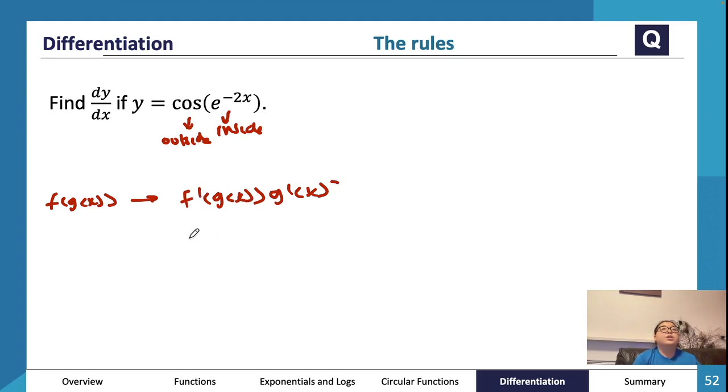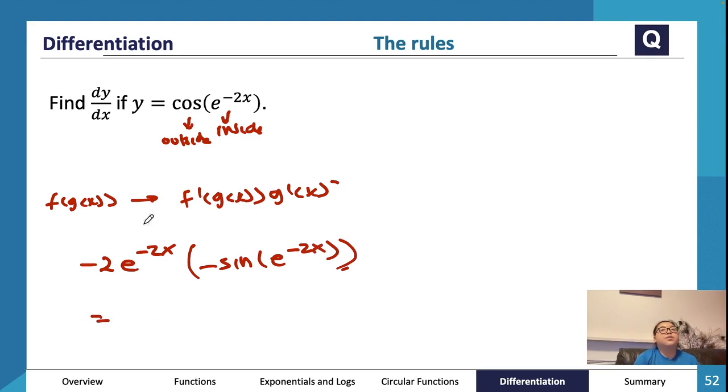So what we can do here is e to the power of negative 2x, that's just going to be negative 2 e to the power of negative 2x, and e to the x I really like because you just basically put whatever's in front of the x out the front. So that's diffing the inside. Now we diff the outside, keeping the inside the same. So cos diffs to negative sine, and we just keep e to the negative 2x on the inside.